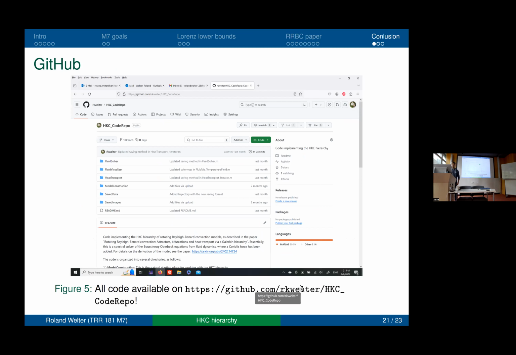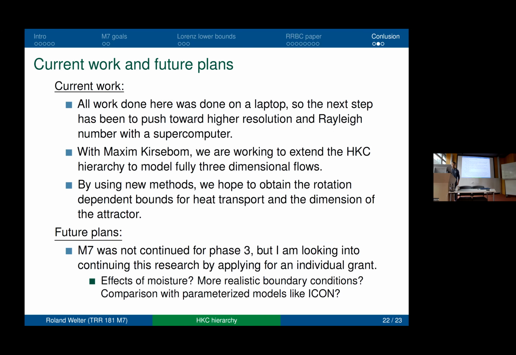So all of the code that I wrote for solving these equations, generating the heat transport and visualizing the flows, I've uploaded to GitHub, so I would be very happy if people used this for some studies.